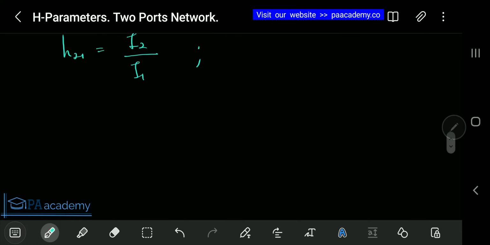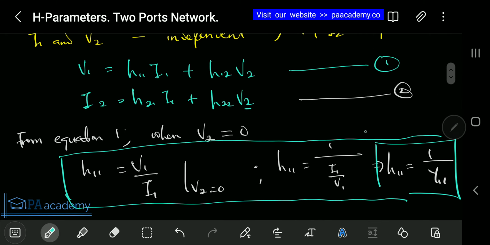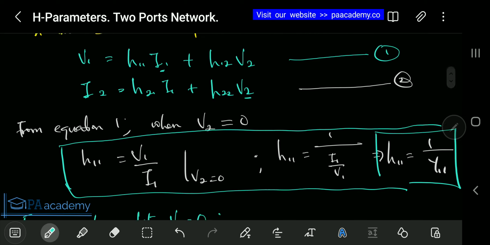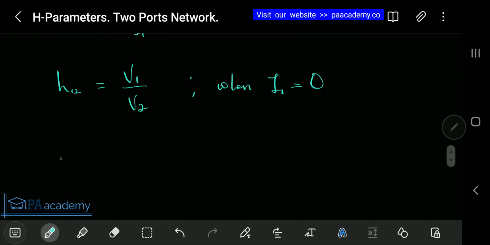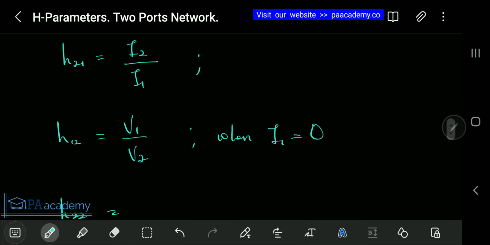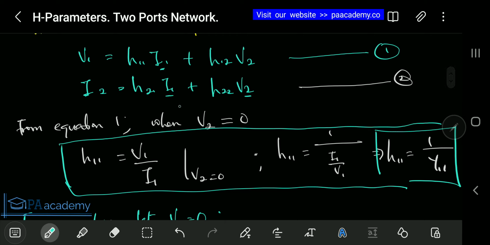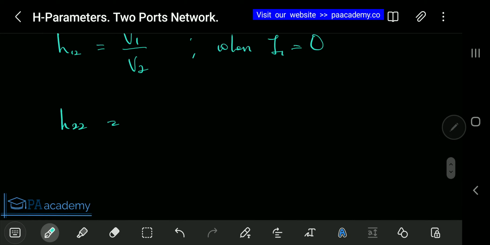So let's continue. So we can also have our h12 to be equals to v1 over v2. This is when our I1 is equals to 0. So this is from equation 2. Yeah, so when our I1 is equals to 0, sorry, this particular I1 is the one on equation 1, not equation 2. So when it is equals to 0, we can get our h12. And then our h22, also when I1 is equals to 0. So when it is equals to 0 in equation 2, we can use that to get h22. So with that, we have our h22.